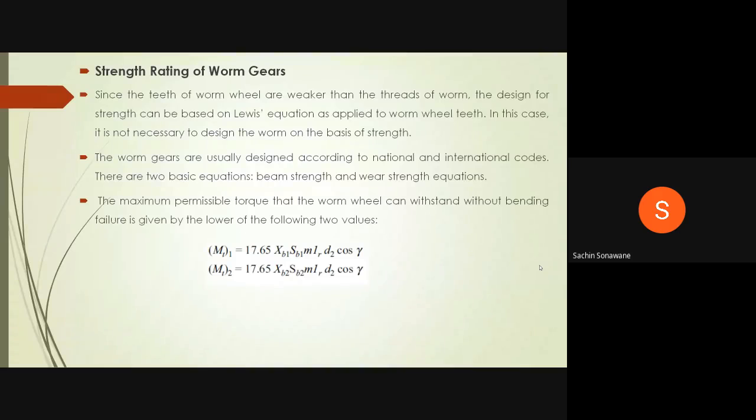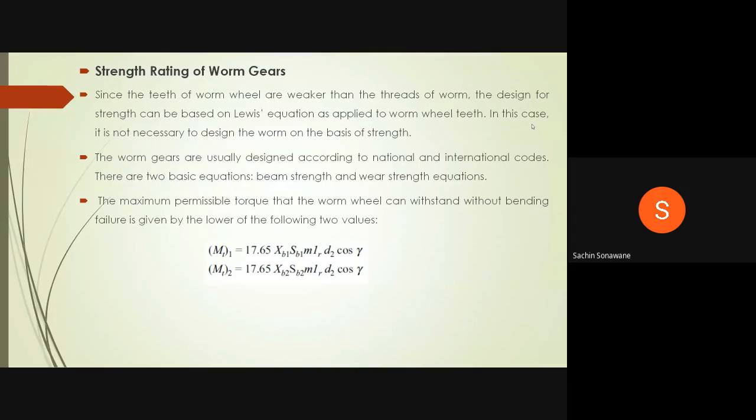Now, strength rating of worm gears. Since the teeth of the worm wheel are weaker than the threads of the worm, the design for strength can be based on Lewis's equation as applied to worm wheel teeth. In this case, it is not necessary to design the worm on the basis of strength. The worm gears are usually designed according to national and international codes. There are two basic equations, beam strength and wear strength equations.